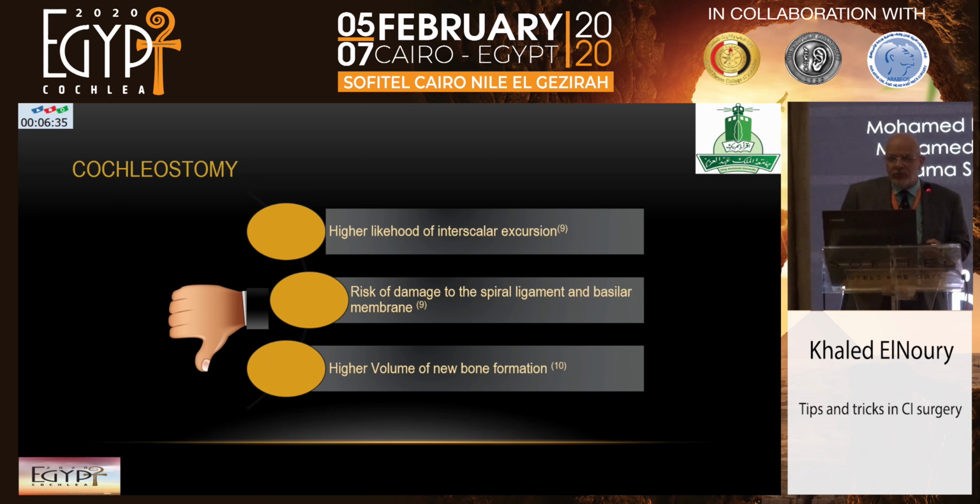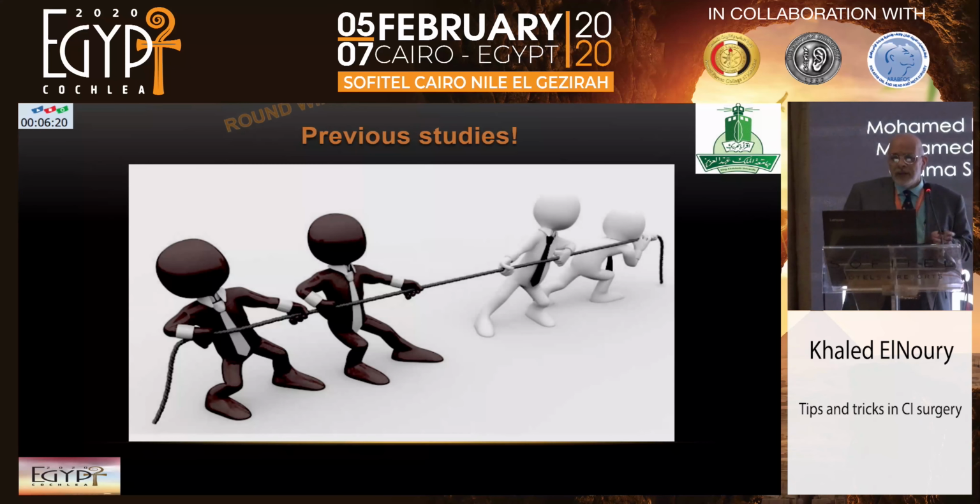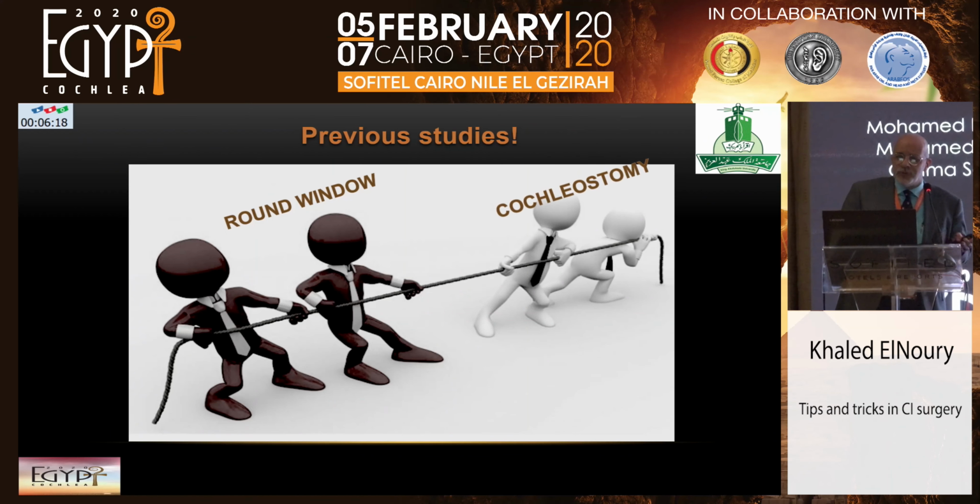With cochleostomy, you know that usually the extrusion rate is higher, there is a risk of damage to the spiral ganglion, there is bone dust, and there is drilling, which can affect the cochlea from inside. There is always a debate between round window and cochleostomy. I understand that most people are now doing round window.